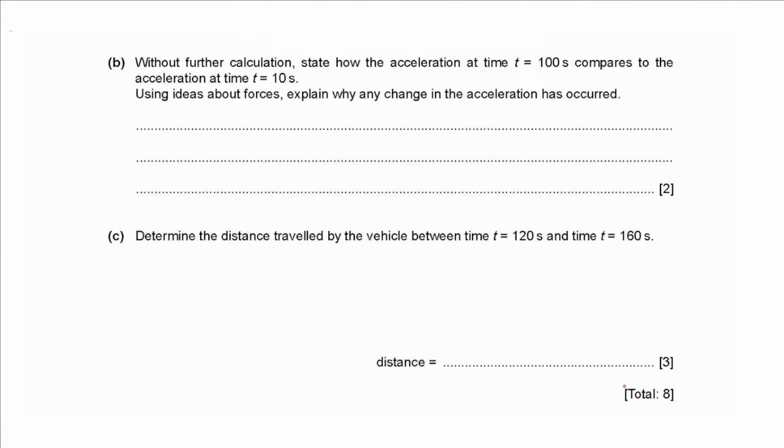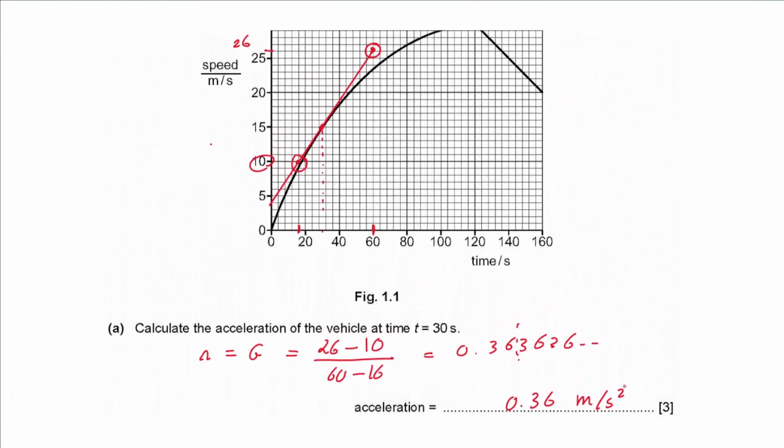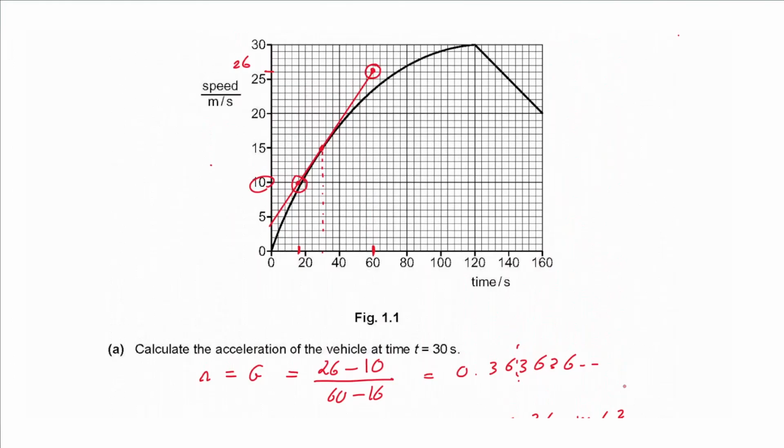Part B says, without further calculation, state how the acceleration at time t = 100 seconds compares to the acceleration at time 10 seconds. Using ideas about forces, explain why any change in the acceleration has occurred. So at first, the acceleration was decreasing. So at 100 seconds, we have the gradient low, and at 10 seconds, we have the gradient high. So the acceleration at 10 is greater than at 100, or at 100 it is less than at 10.